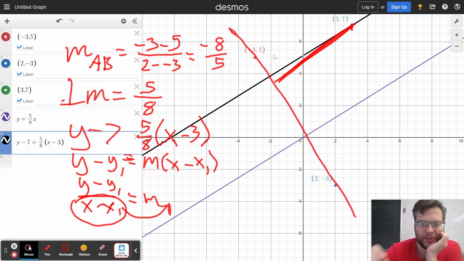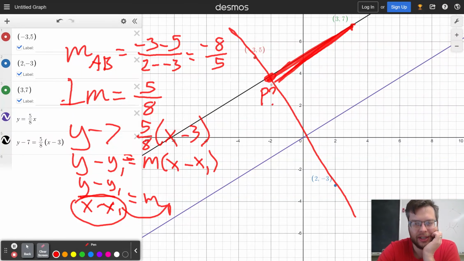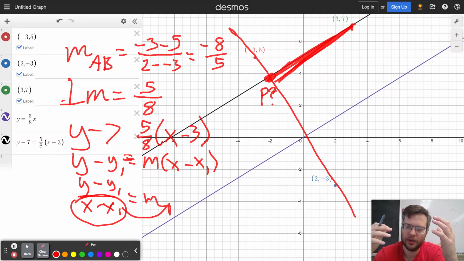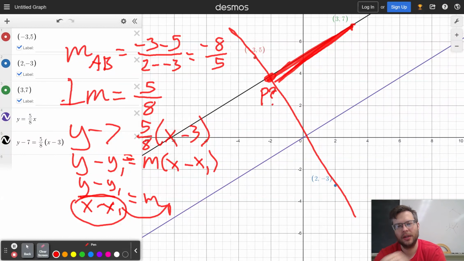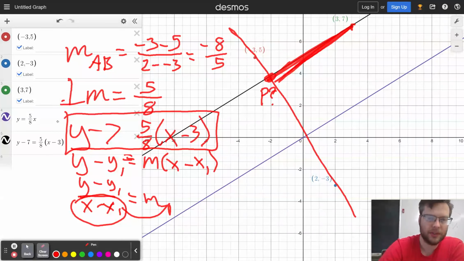But the tricky thing is, I actually am curious what is this point right here? Where does it actually intersect with my original line? And anytime you're asked to find an intersection, you're going to try to think of it like a system of equations. Think about solving it with substitution or solving it with elimination. So I've already got one equation, y minus 7 equals 5 over 8 times x minus 3.